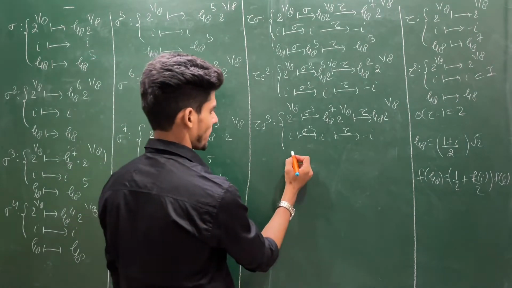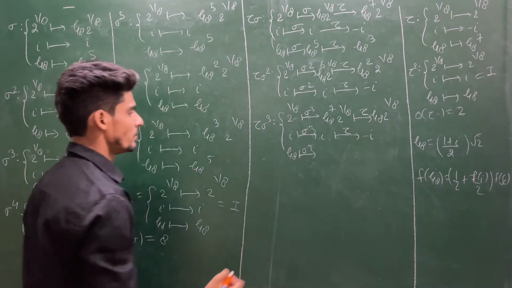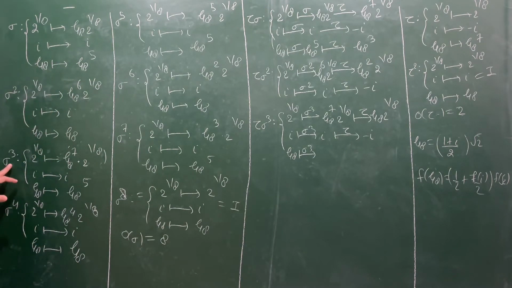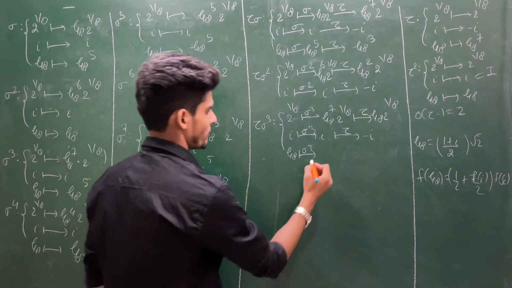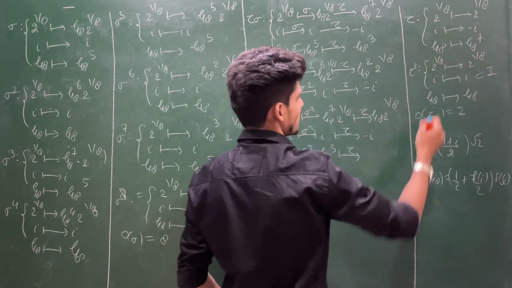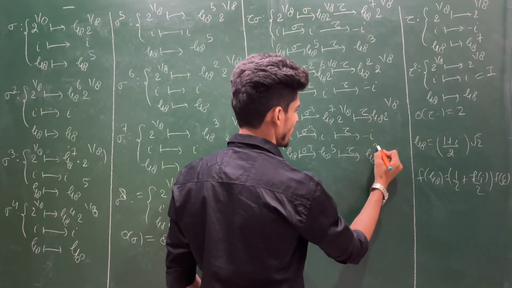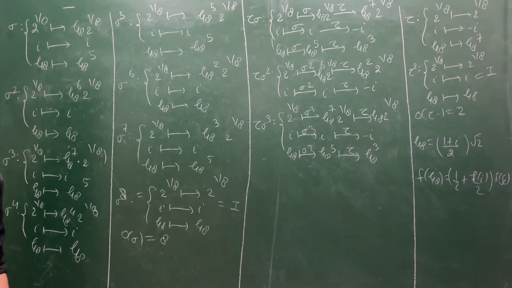If you write this zeta_8 element, this zeta_8 under sigma cube goes to zeta_8^5, and under tau it will go to zeta_8^35, that is zeta_8 cube. So this is tau sigma cube.